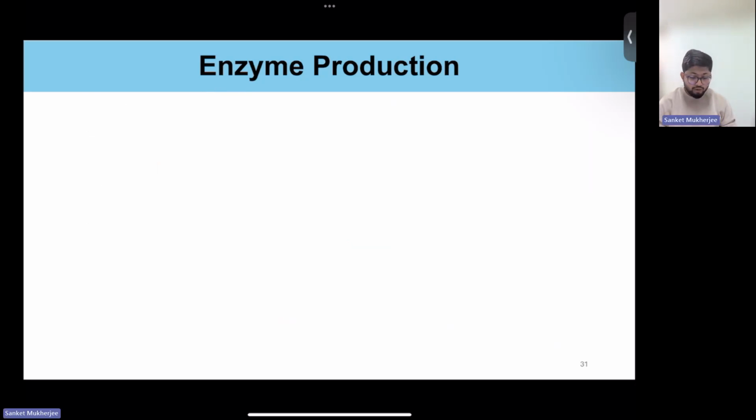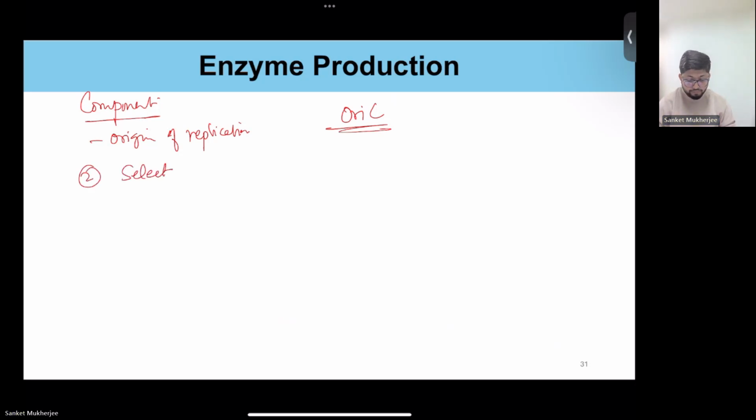If we talk about the components, there should be an origin of replication. Let's say if you want to replicate it in an E. coli cell, it should have ORI-C. It should have a selectable marker, which could be like ampicillin resistance gene or kanamycin resistance gene, something like that. It should have a promoter. This promoter expresses all the genes which are essential, right?